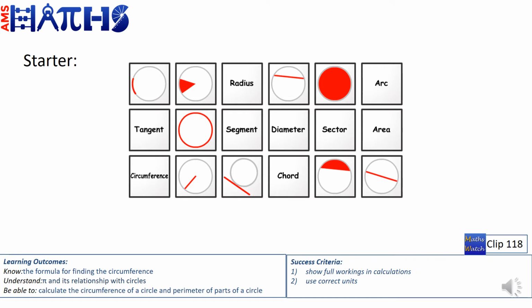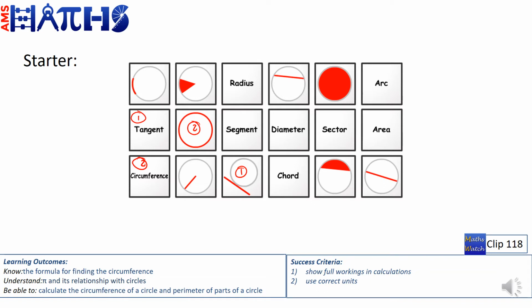Okay, so what I'm going to do is use numbers to match the picture with the word. So if I go for tangent, 1, then this picture here is representing tangent to a circle. If we go for circumference, it will be this one, because the red marking is the circumference, the perimeter of the circle.